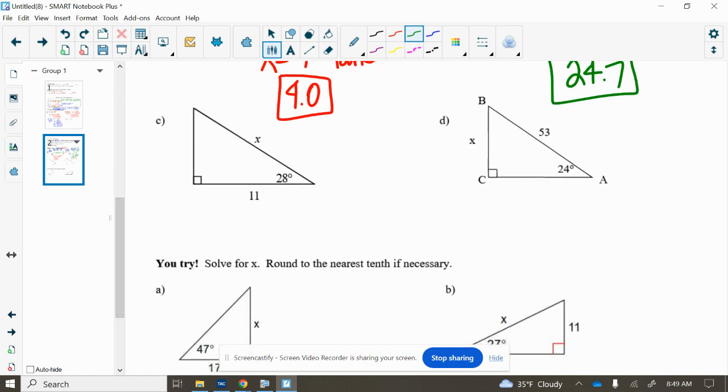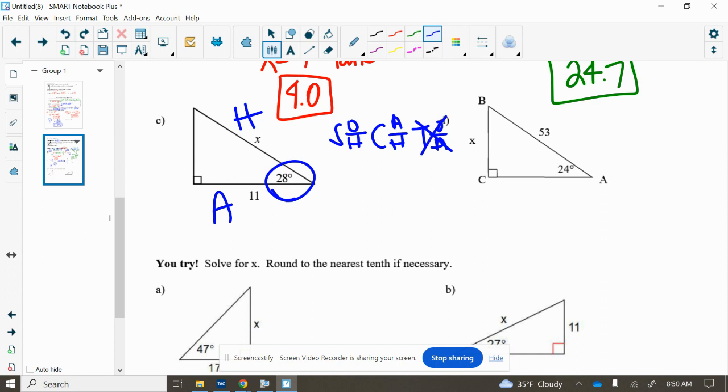2 examples left. Okay, next one, we are given this 28-degree angle. That is the adjacent side, and we are looking for the hypotenuse. So again, consulting my list, if I have the adjacent and I'm looking for the hypotenuse, this time that's going to leave me using cosine. So the cosine of my angle is going to equal adjacent over hypotenuse.